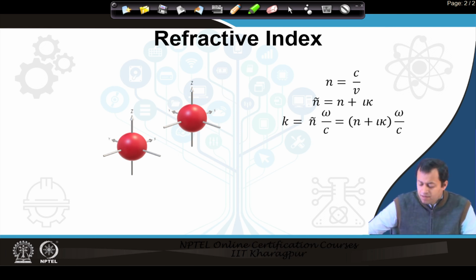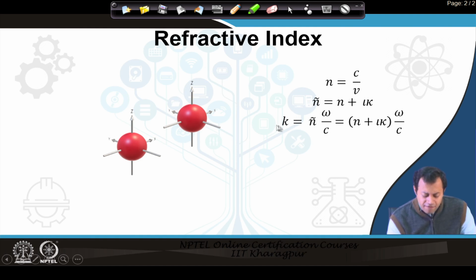It is given by this term n plus ik, where n is the real part of the refractive index and k is the imaginary part of the refractive index. The k basically determines all these extinctions, all these coefficients, all these absorption, all these losses associated with it. So, when people mostly talk about c by v, they are actually talking about the real part of the refractive index. And after doing a few amount of mathematics, you finally can correlate the wave vector of the propagation of the light with respect to the complex refractive index as such.